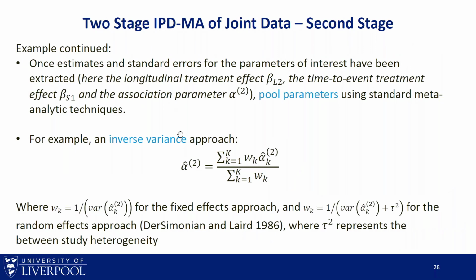In the second stage, we would just pool the extracted parameters of interest and their variances using standard meta-analytic techniques. We've performed here a separate meta-analysis for each parameter of interest using an inverse variance approach. As in all meta-analyses that use an inverse variance approach, the weighting in the meta-analysis is the inverse of the effect variance for fixed effects meta-analysis and the inverse of the sum of effect variance and between study heterogeneity for the random effect meta-analysis approach.